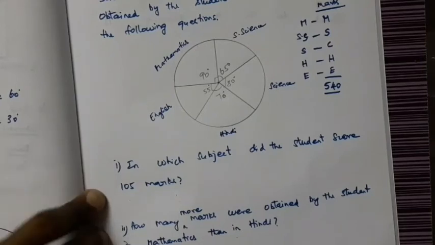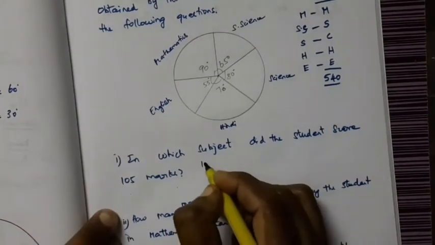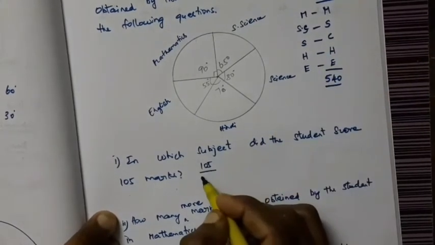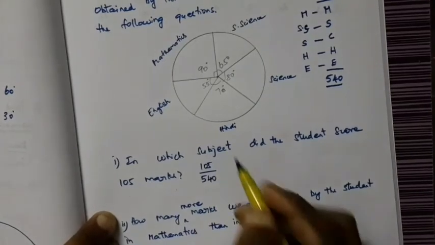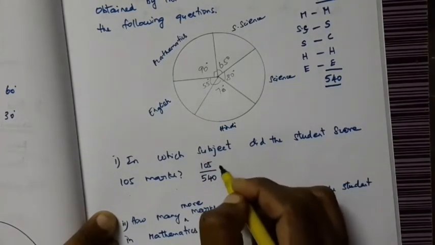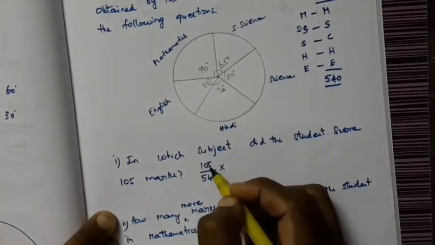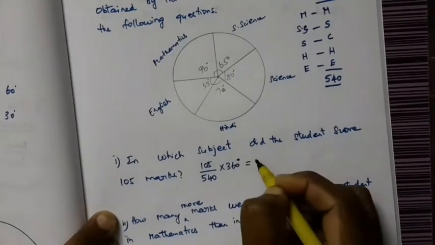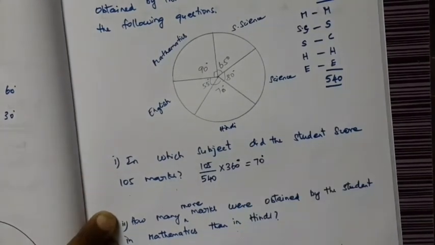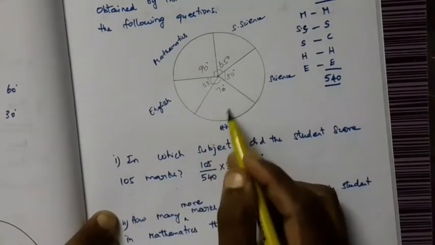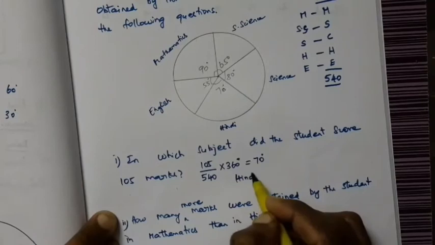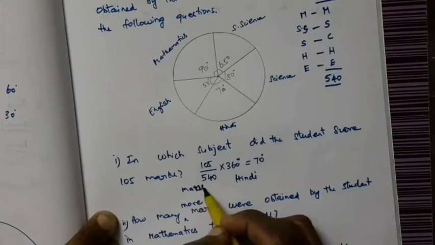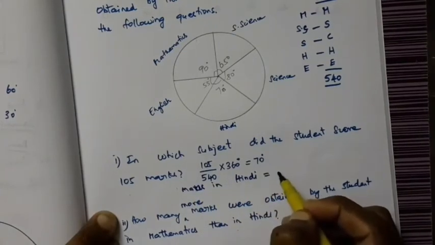So 105 may be of any subject. 105 divided by the total mark, 540, is a fraction. I want to convert it into an angle, which is 105 divided by 540 multiplied by 360 degrees. If you do this, that is 70 degrees. What is 70 degrees? Here it is Hindi. So the marks in Hindi are equal to 105.